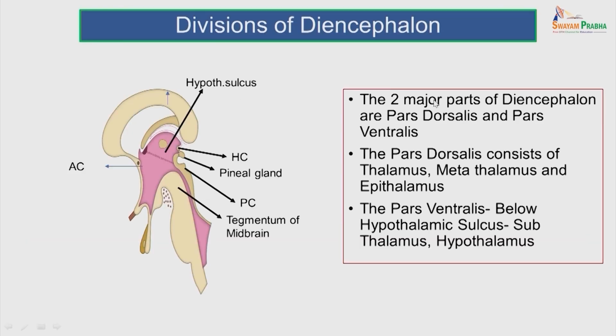The thalamus is a part of the diencephalon, which is divided into two parts, the pars dorsalis and the pars ventralis, by the hypothalamic sulcus. The pars dorsalis has the dorsal thalamus, which we usually call the thalamus, the metathalamus and the epithalamus. Below the hypothalamic sulcus, we have the subthalamus and hypothalamus.